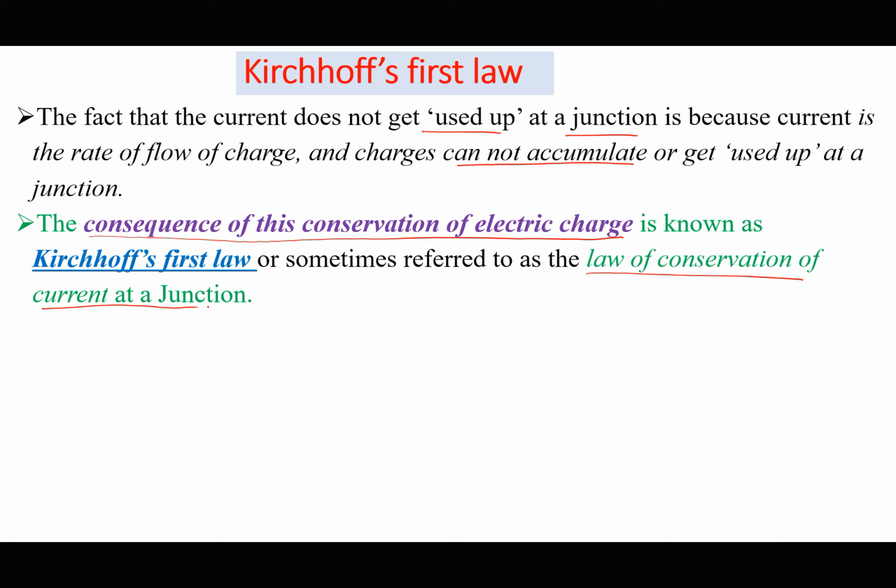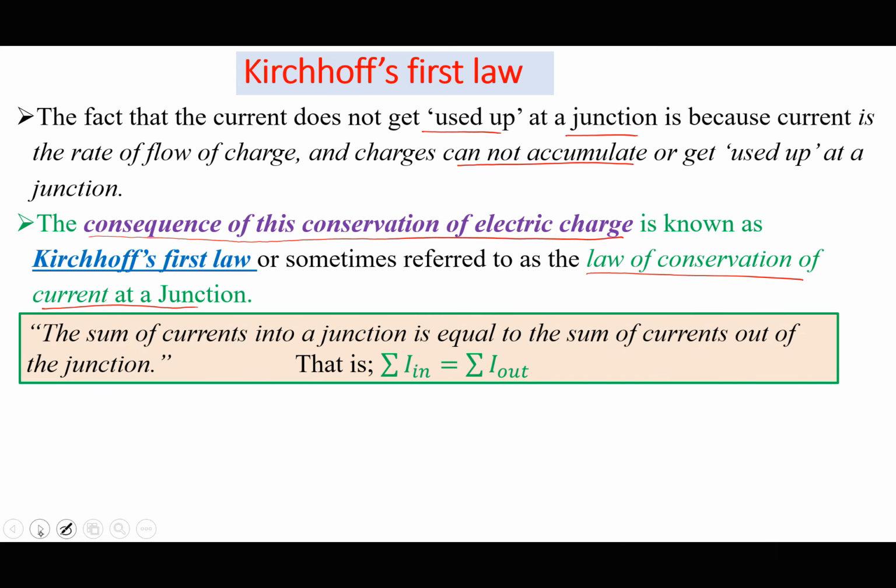Total charges entering a junction should be the same as total charges leaving the junction. Because current is the rate of flow of charge carriers, we can say total current into a junction should be equal to total current out of the junction, or the sum of currents into a junction is equal to the sum of currents out of a junction. Many times we can even write a summation of I_N. This is read as summation, which means the sum of currents into a junction should be equal to the sum of currents out of the junction.